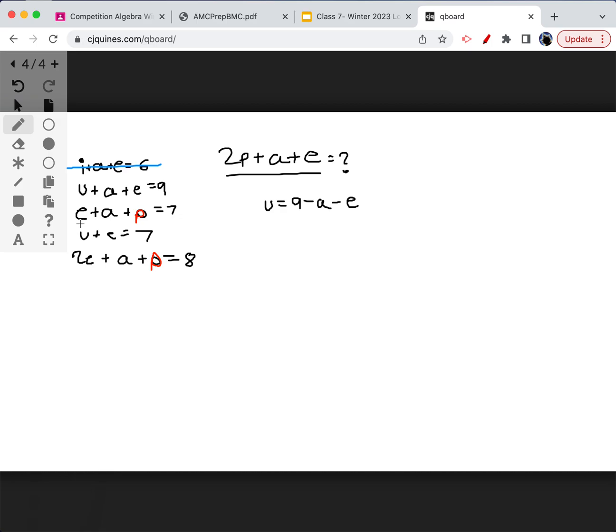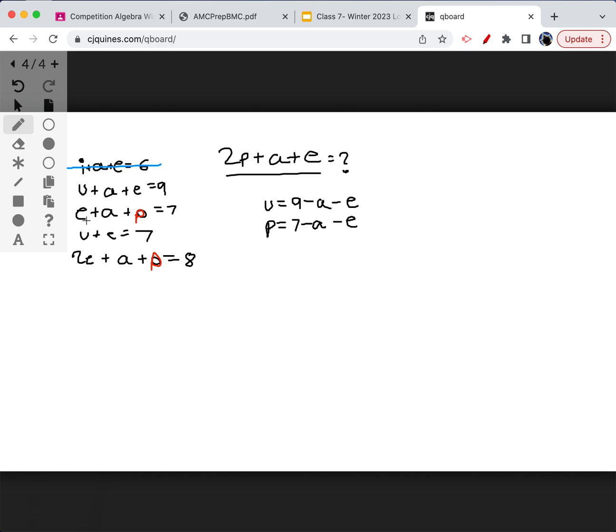So then, let's look at our second equation: e plus a plus p is equal to 7. Once again, let's isolate p in terms of a and e. So we get p is equal to 7 minus a minus e. And note that when you're isolating these variables, you always want to isolate in terms of the same variables. So try to keep on using the same two variables when you're going through the isolation.